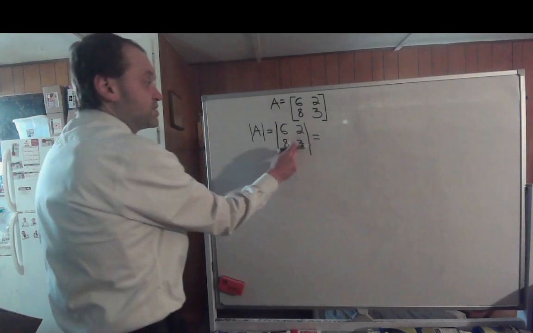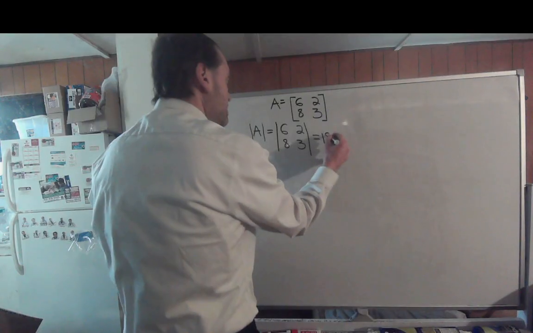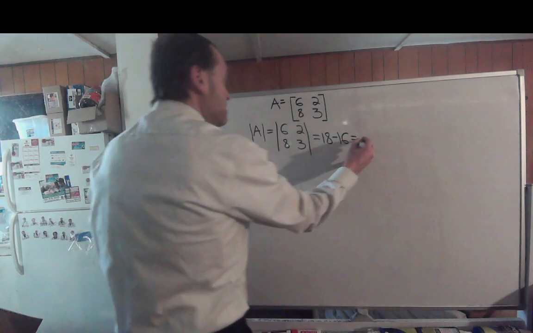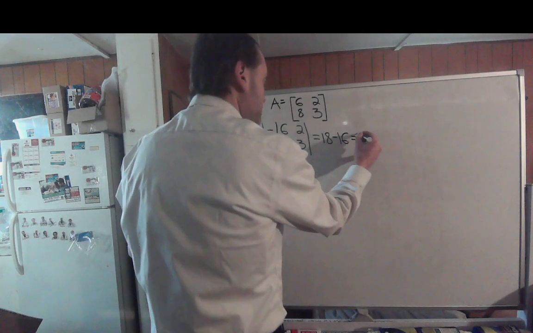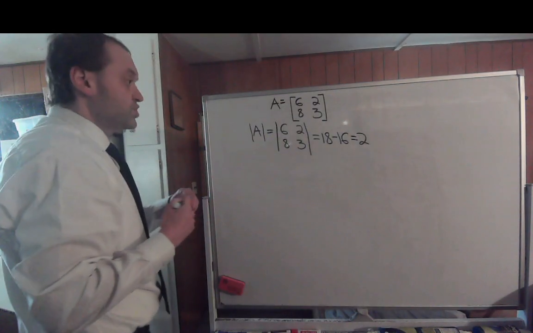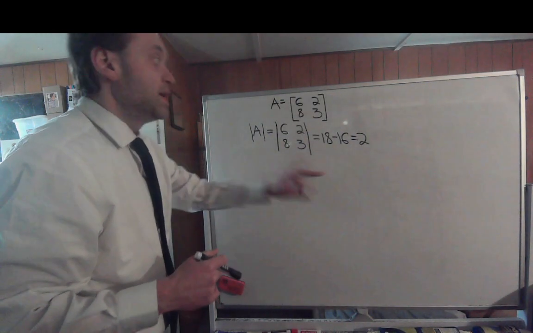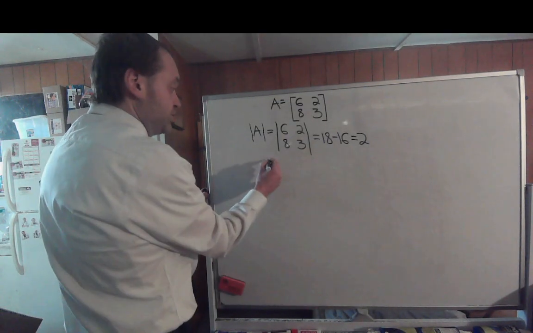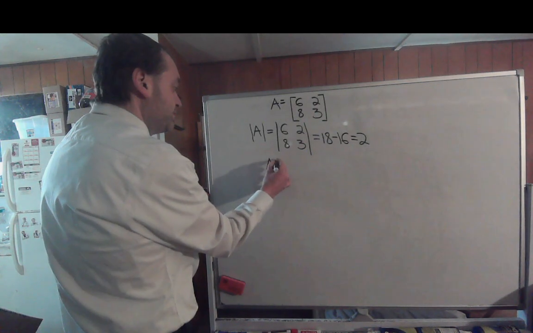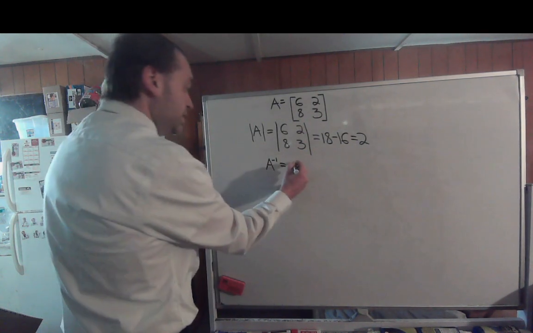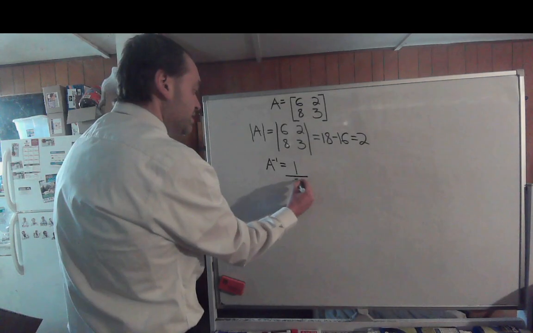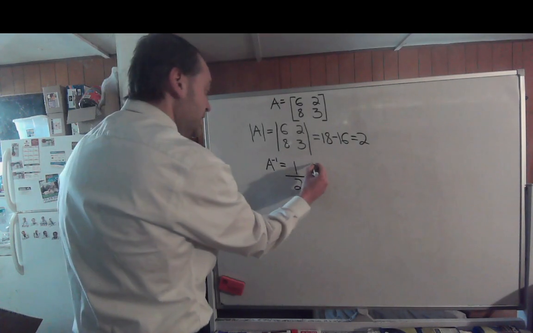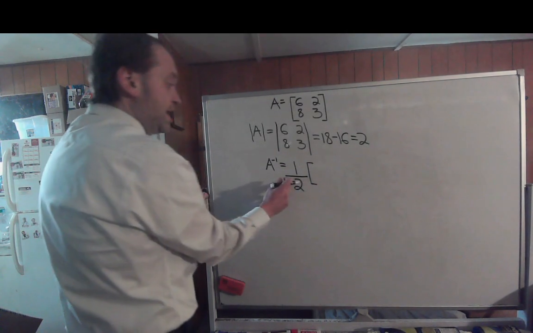So 6 times 3 is 18. Minus 2 times 8, that'd be minus 16. So the determinant of A would be 2. So there's your determinant of A, which is 2. Now, we can go ahead and find our inverse matrix. So to find A inverse, you'll take 1 and divide that by the determinant of A, which is 2. Now, that's your scale factor, 1/2.